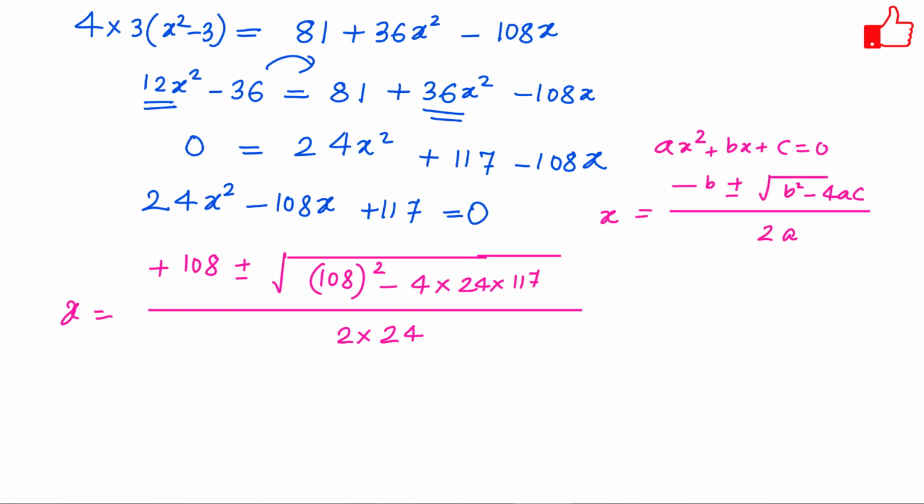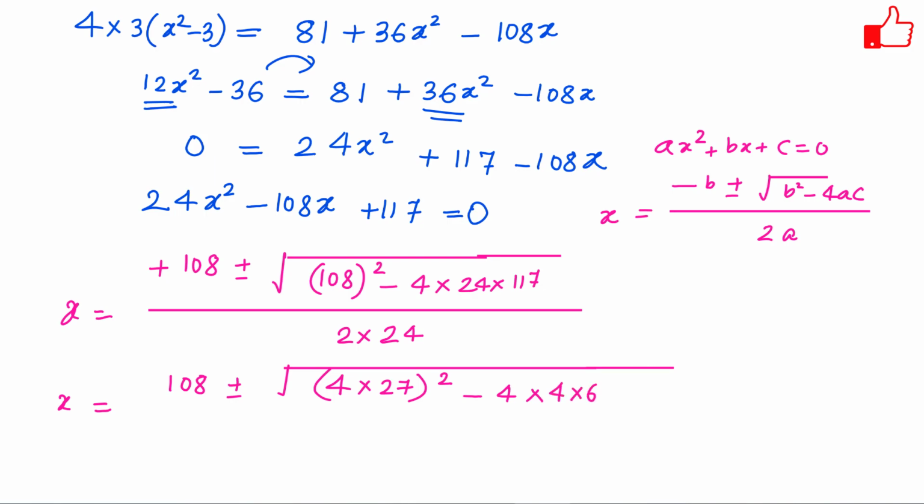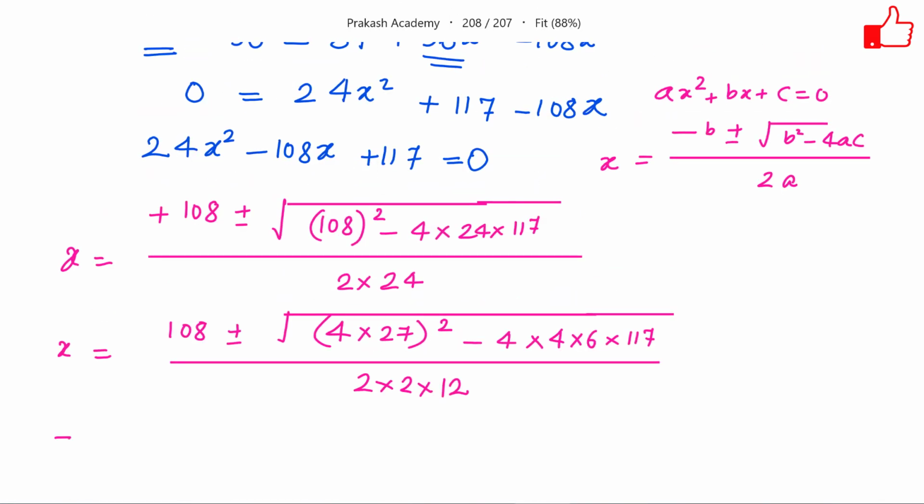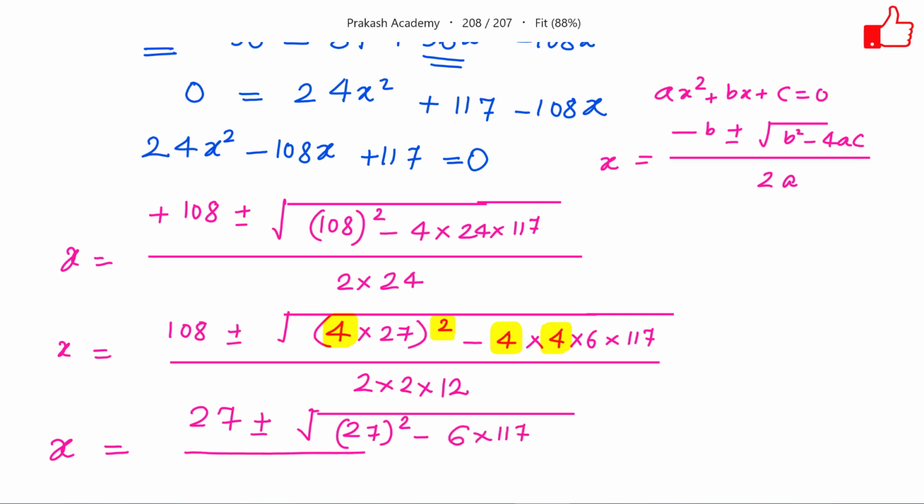Now, I can cancel 4 in this case. So, let us see. This can be written as 108 plus minus square root of, 108 can be written as 4 times 27, and this is minus 4, and 24 I can write 4 times 6, and this is 117, this divided by 2 into 2 into 12, and now I can cancel 4. So, if you cancel 4, x is equal to 108 divided by 4, that is 27, plus minus square root. So, this 4 cancels out because I am dividing numerator as well as denominator by 4. So, this will be simply square root of 27 whole square minus 6 into 117, and this divided by 12.